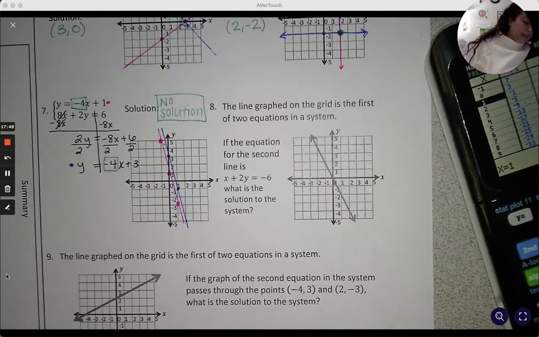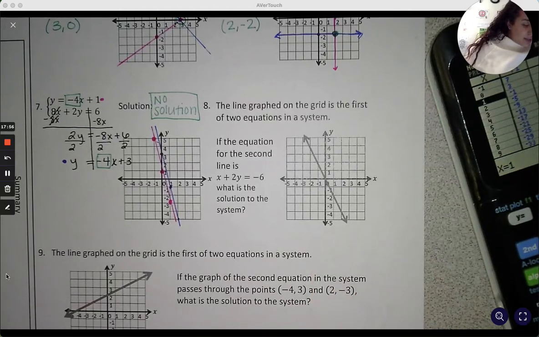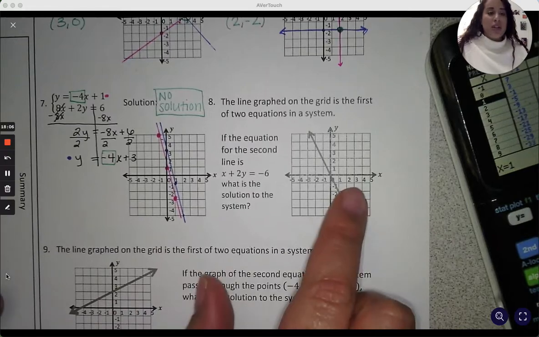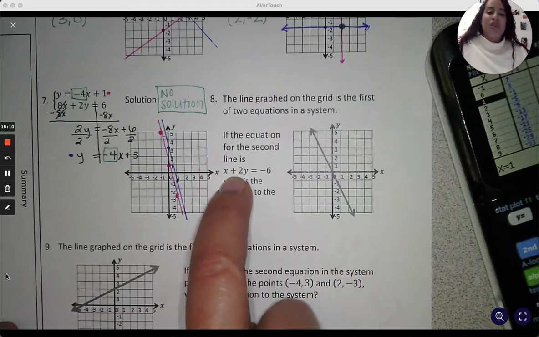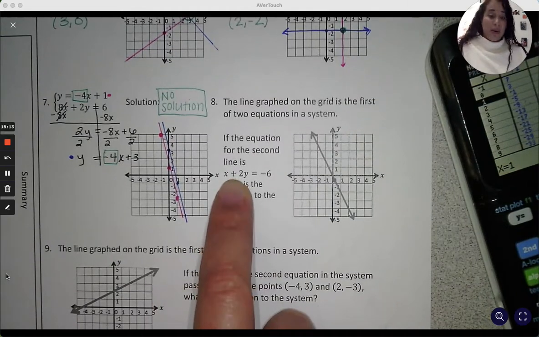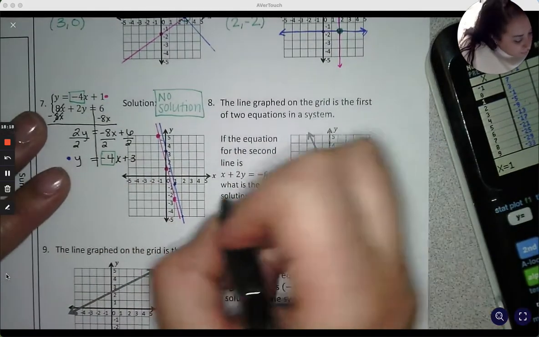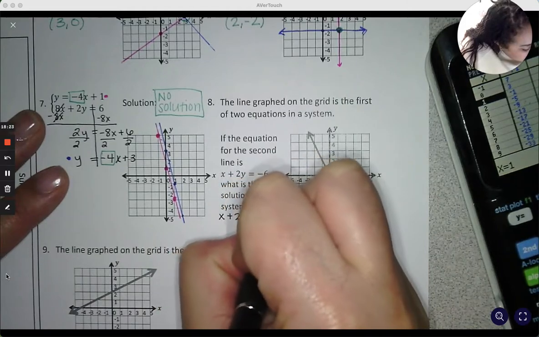Let's look at number 8. The line graphed on the grid is the first of two equations in a system. If the equation for the second line is x plus 2y equals negative 6, what is the solution to the system? I don't need to know the equation of this first line. I just need to figure out the equation for the second line and see if they cross. So I'm going to go ahead and rewrite this down here. So x plus 2y equals negative 6.